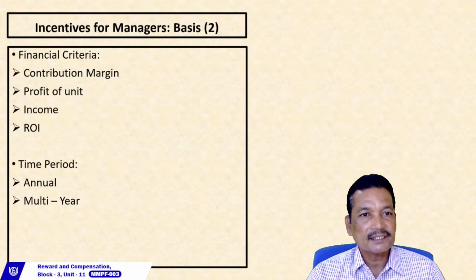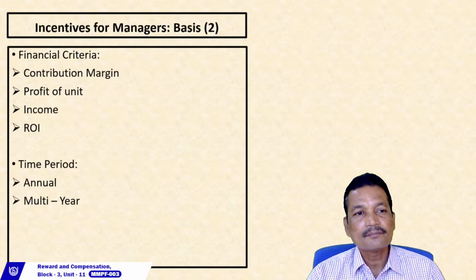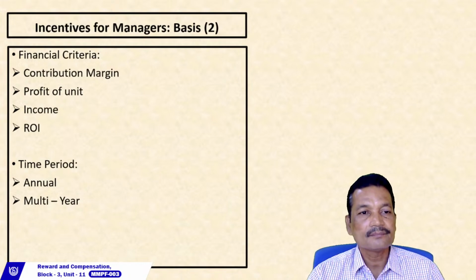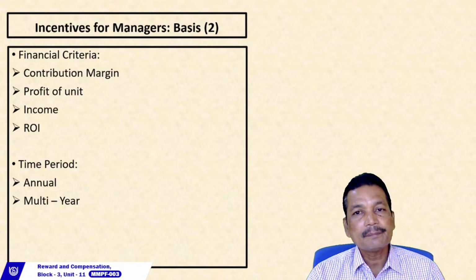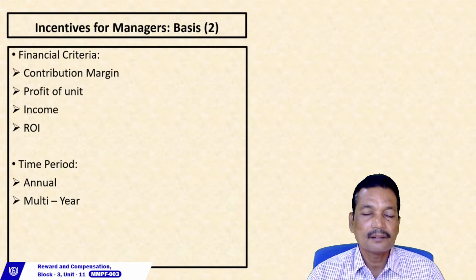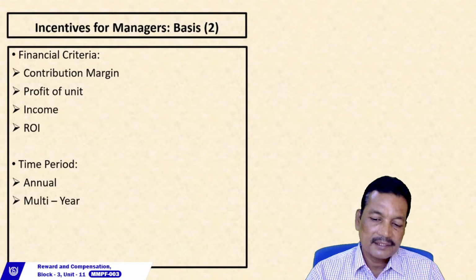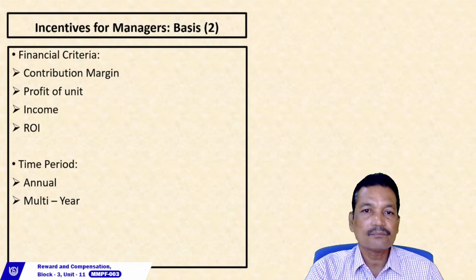Now, when we talk of incentives for managers, they are based on certain financial criteria. Those criteria can be the contribution margin, or the profit per unit, or the income generated by the division for which the manager is responsible, or, if it is an investment center, the return on investment. That means how much return the enterprise is getting from its investment. Now, these can be annual or in a multi-year format.